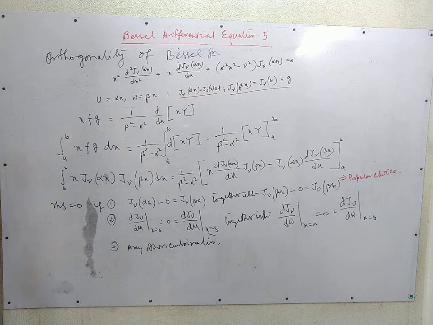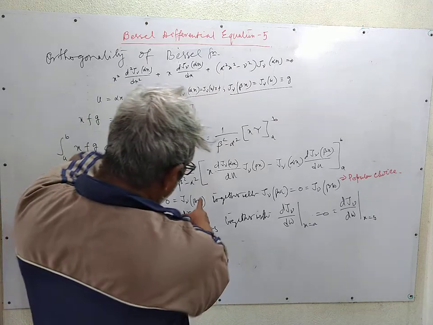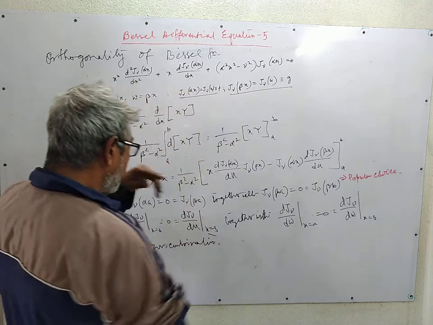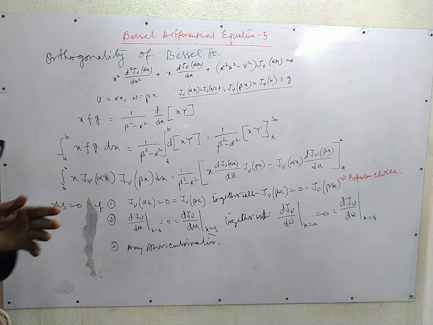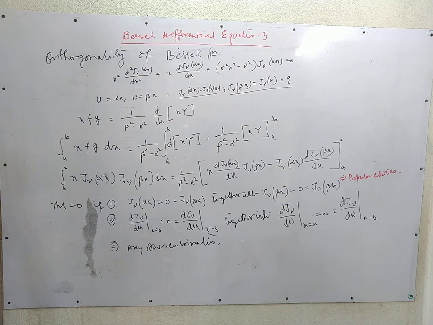And what happens to the case when alpha and beta are the same? When alpha and beta are the same, this is of the form 0 by 0, and L'Hopital's rule may be used to determine the quantity on the right hand side. But here we shall adopt a procedure which has been adopted in Lilly-Hobson as well as in Mathews-Walker for the determination of the normalization condition.